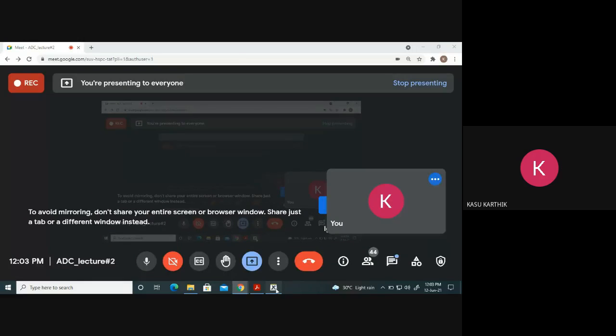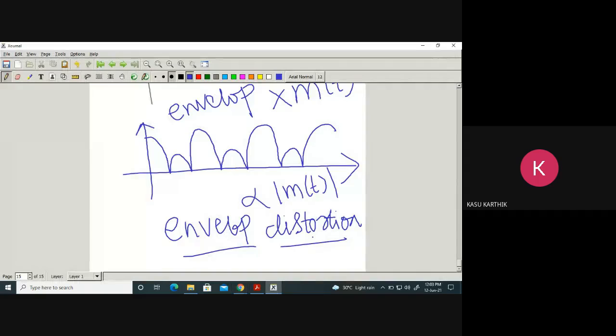Okay, yeah. So that is about mu. So typically mu should be between 0 and 1 for faithful reproduction at the receiver side. Is it okay, all of you? When mu is more than 1, envelope does not follow message signal. It is proportional to mod of message signal.